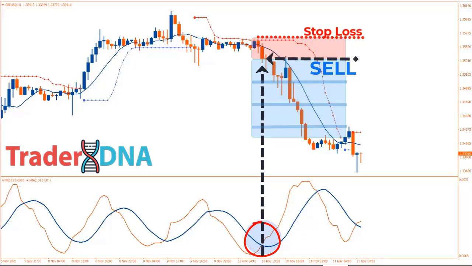The ATR indicator is an important indicator. When used in the right way, it can grow your profits and decrease your losses.